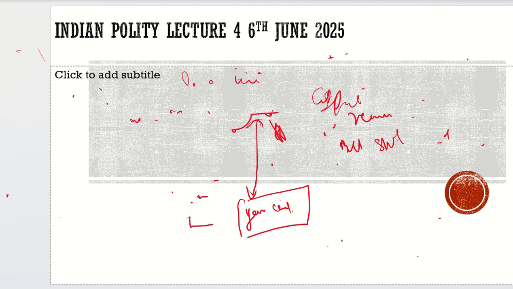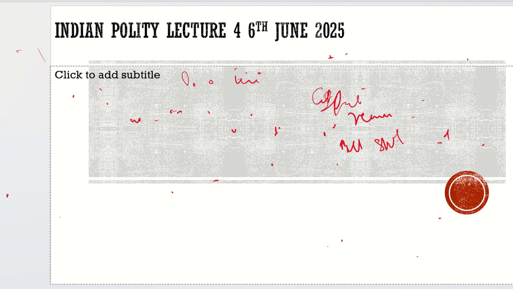Now we have to discuss the last article in the Indian Constitution which is related to citizenship. After that, we will shift to another concept related to citizenship, that is the Citizenship Act of 1955.